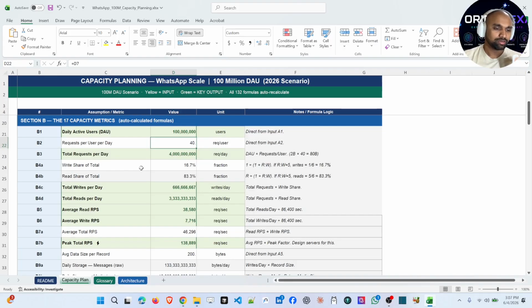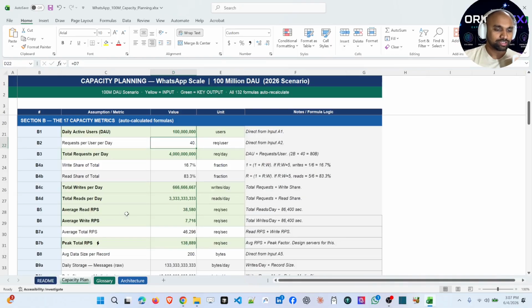Write share total is 16.7%, and read share total is 83.3%. That is, if one person is writing one message, it is expected to be read by at least five people. That is a 1:5 ratio. Total writes per day is around 666 million. Next, total reads per day will be around 3.3 billion, roughly.